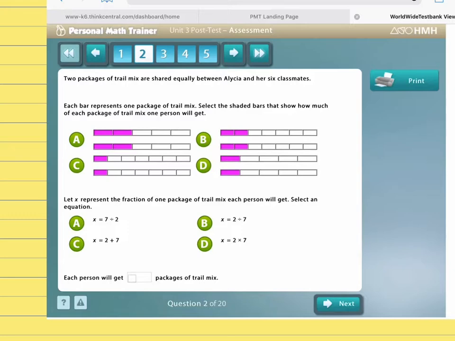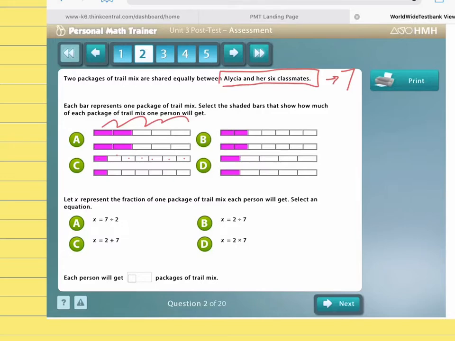There are 2 packages of trail mix shared equally between Alicia and her 6 classmates. So important to unpack that. That means there's going to be 7 people altogether. So which model represents 2 packages of trail mix divided by 7? You can see A is not correct because there's only 5 pieces. B is 1, 2, 3, 4, 5, 6, 7. B is cut into sevenths.